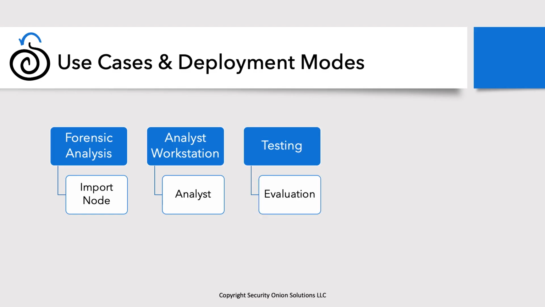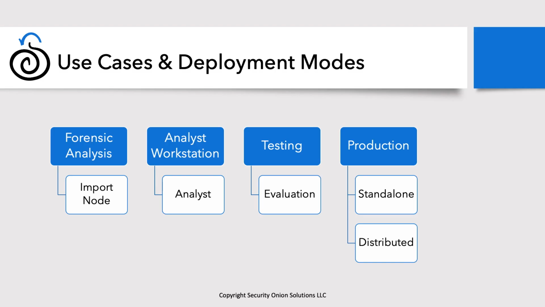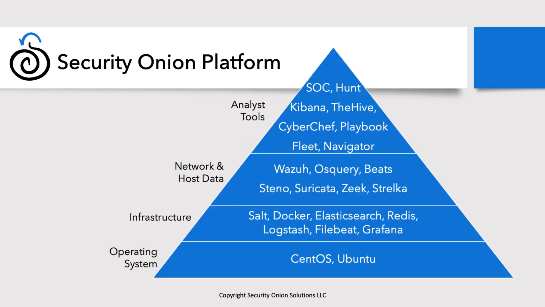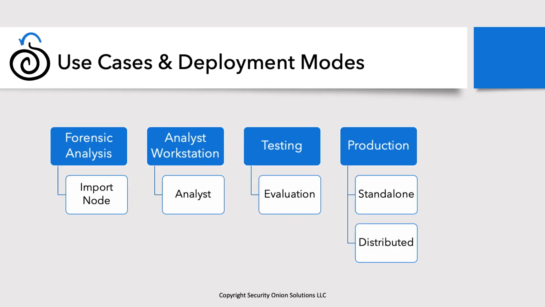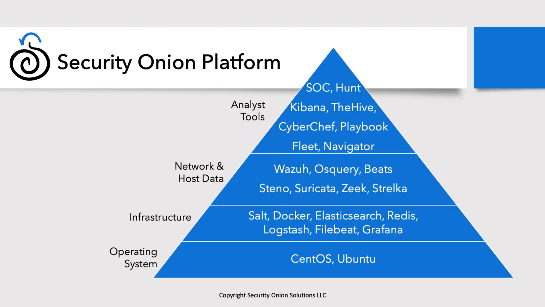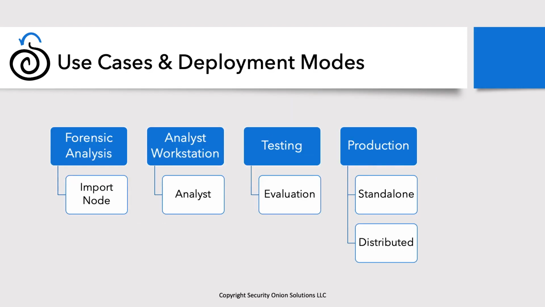The first one is more for testing, and that's the evaluation mode. This should not be used in production. It is only for evaluation and testing. If you want to actually capture live traffic in production, that's where we have either a standalone or a distributed deployment mode. If you go back to our platform here and you see all these different components, we can either install all of those on one system, that would be a standalone install, or we can install all of these based on their different types on different systems, and that would be distributed.